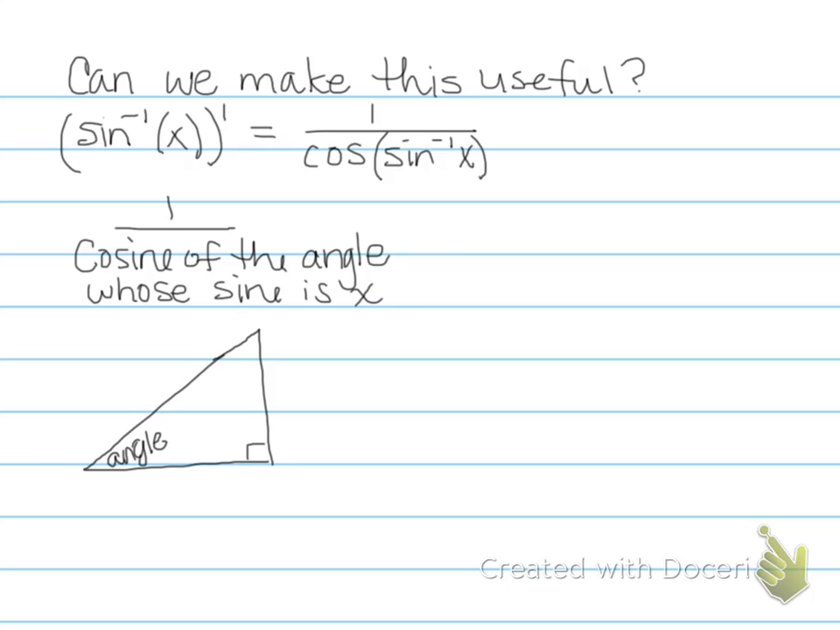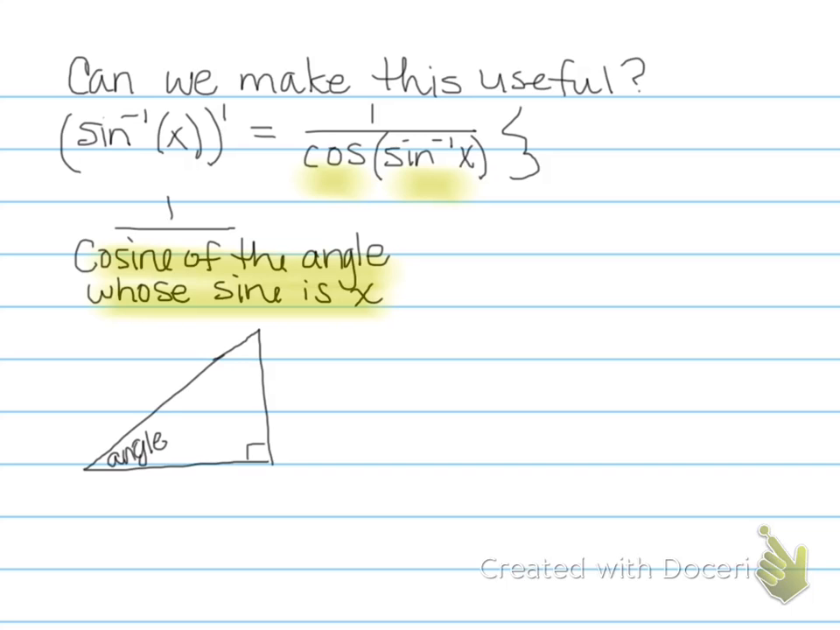Sine inverse of x prime equals 1 over cosine of sine inverse of x. That's the formula we're looking at from Theorem 7. 1 over the cosine of the angle whose sine is x is what that really says. So if we're going to look for 1 over the cosine of the angle whose sine is x, we're going to look at a right triangle.